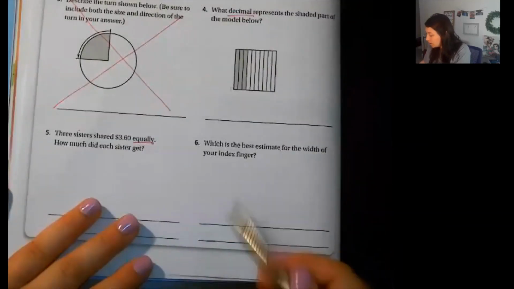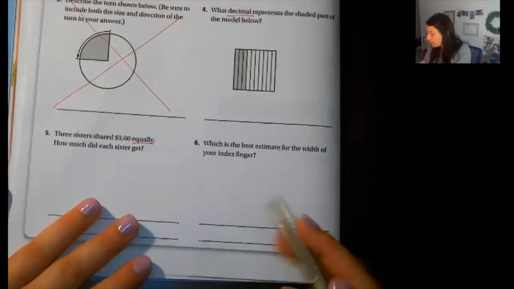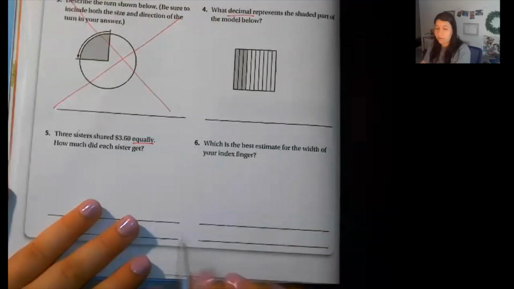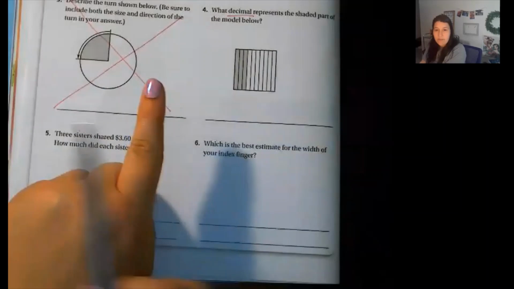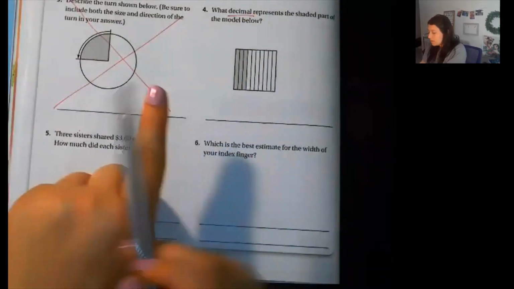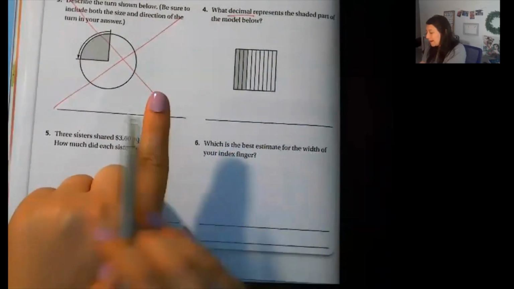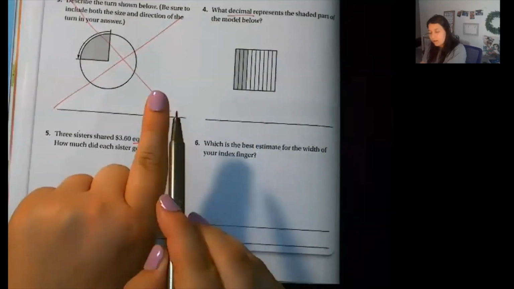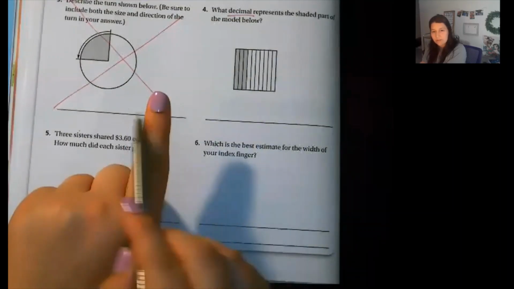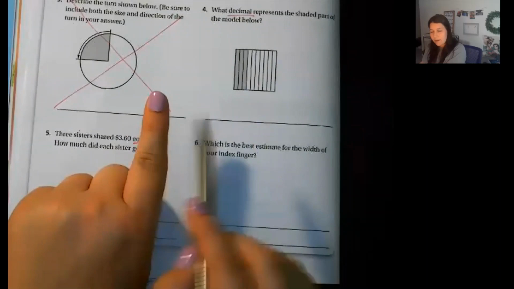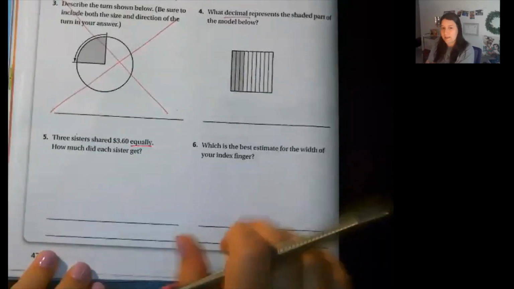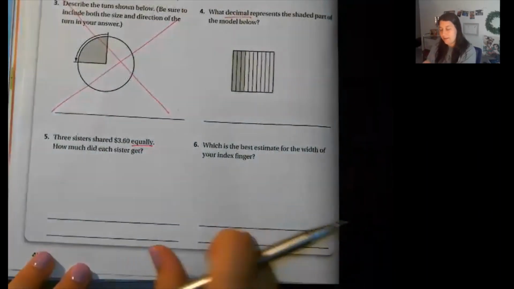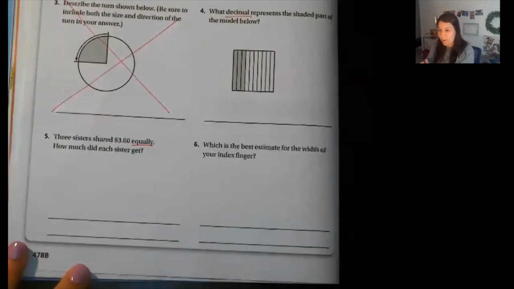And number 6, which is the best estimate for the width of your index finger? If you were to look at your index finger, what type of measurement would you use to estimate from here to here? What type of measurement would you use to go across your finger? Look back in yesterday's lesson and you'll find an example that might help you with that one.